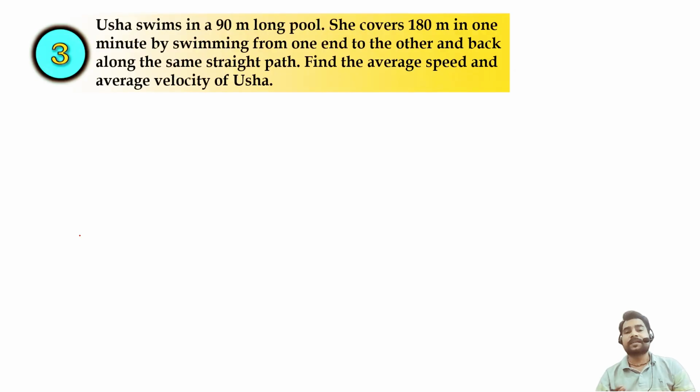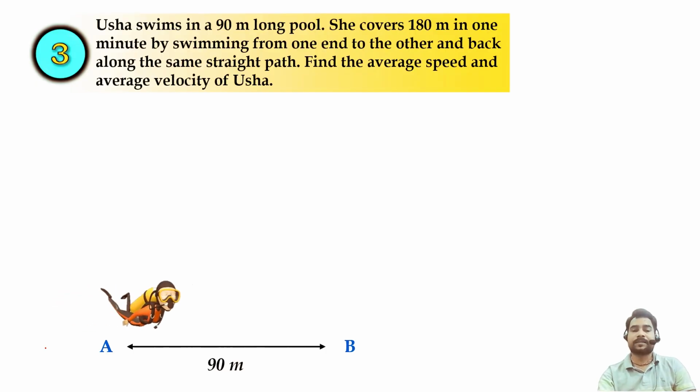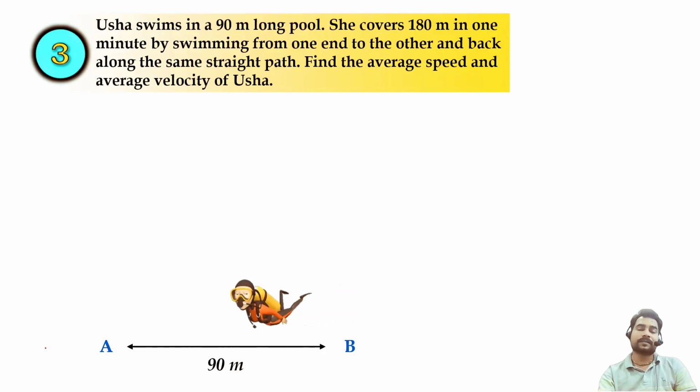USA swims in a 90-meter long pool. She covers 180 meter in 1 minute by swimming from one end to the other end and back along the same straight path. Find the average speed and average velocity of USA. USA swims from point A to point B, which is 90 meter apart, and completes her journey in 1 minute.